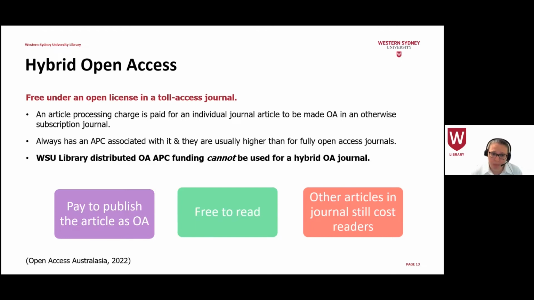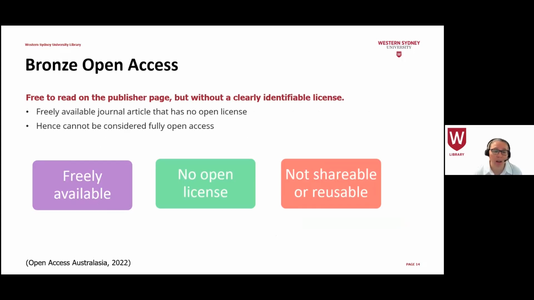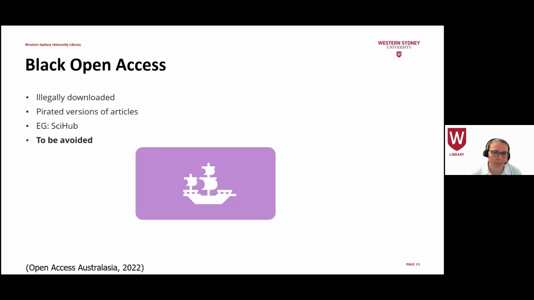The Western Sydney Library distributed open access APC funding cannot be used for a hybrid open access journal. Bronze open access is free to read on the publisher's page, but without a clearly identifiable license. So it can't be considered fully open access. It's a little bit more murky, this one. And because it doesn't have a license, it means that it's not shareable and it's not reusable.